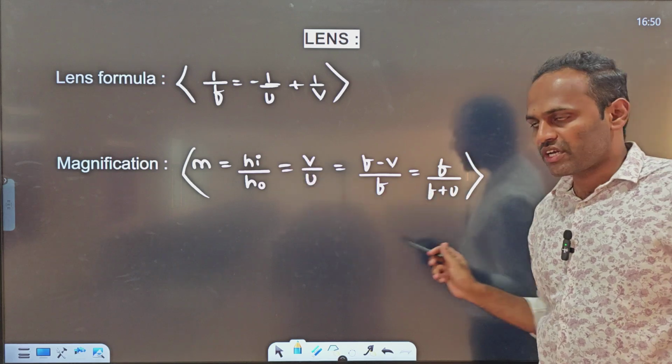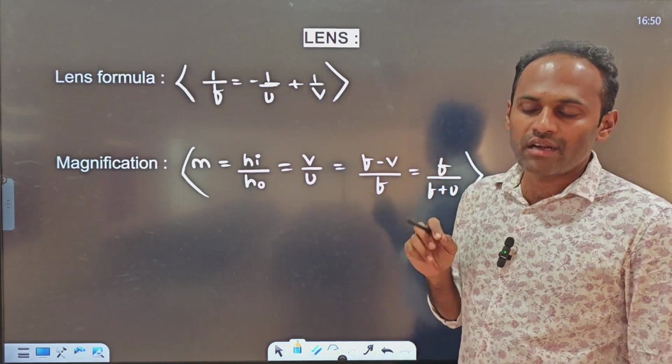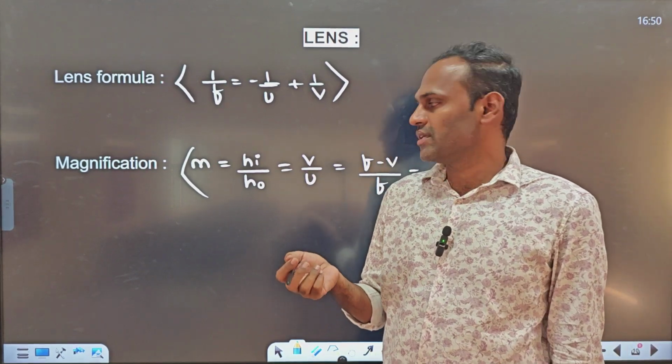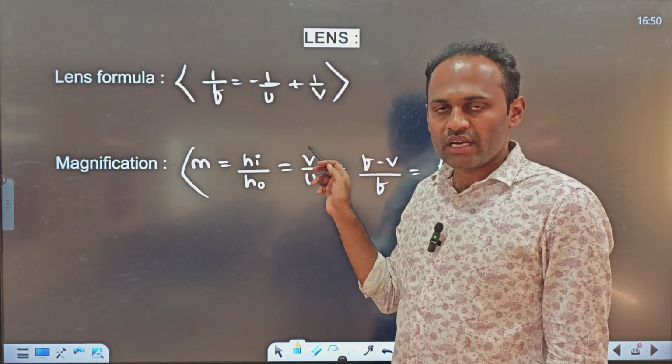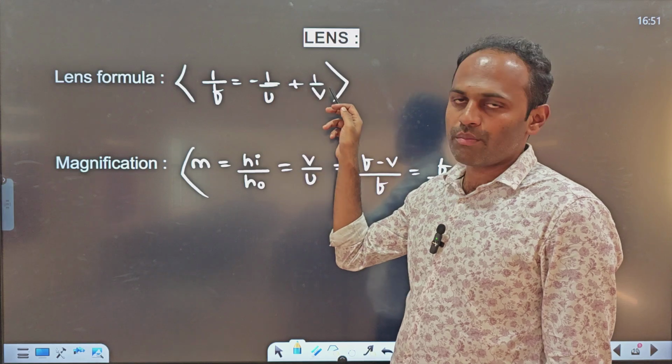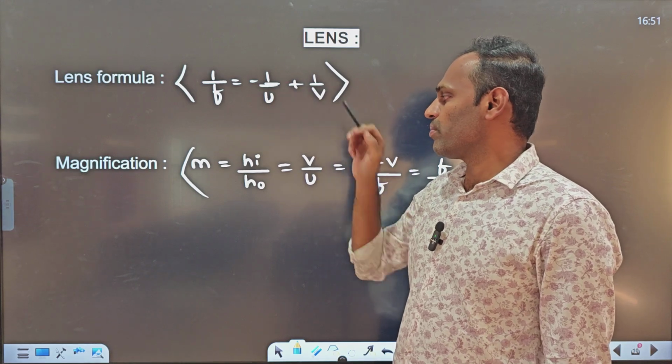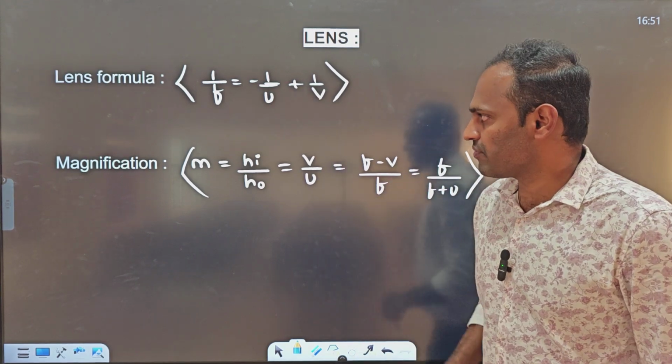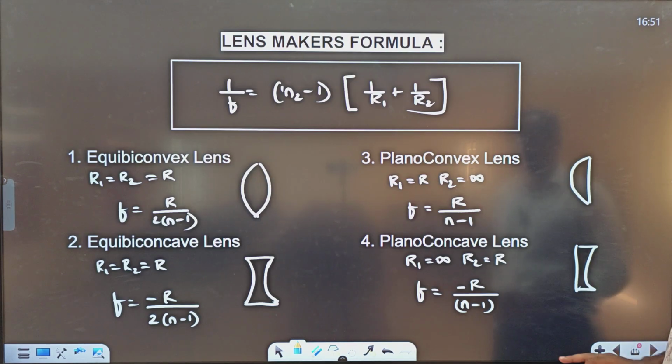This is called magnification. See, magnification in case of mirror was minus v by u, here it is v by u. Mirror formula was 1 by f is equal to 1 by u plus 1 by v, and here it is minus 1 by u plus 1 by v. Correct? That is the difference. Okay, you have to remember the formulas at any cost.